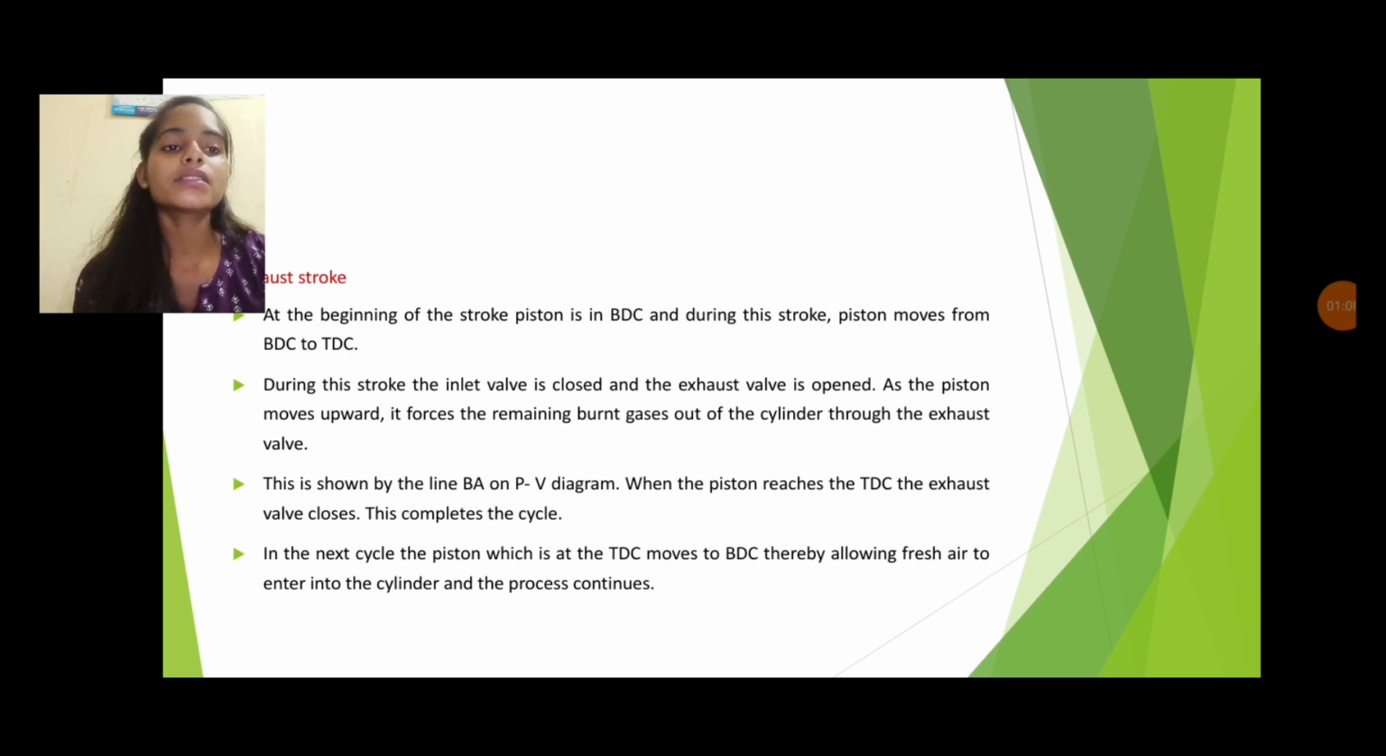When the piston reaches the TDC, the exhaust valve closes. This completes the cycle. In the next cycle, the piston, which is at TDC, moves to BDC, thereby allowing fresh air to enter the cylinder, and the process continues.